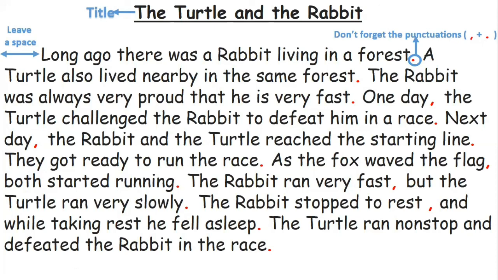The Turtle and the Rabbit. Long ago, there was a rabbit living in a forest. A turtle also lived nearby in the same forest. The rabbit was always very proud that he is very fast. One day, the turtle challenged the rabbit to defeat him in a race. Next day, the rabbit and the turtle reached the starting line. They got ready to run the race. As the fox waved the flag, both started running. The rabbit ran very fast, but the turtle ran very slowly. The rabbit stopped to rest, and while taking rest, he fell asleep. The turtle ran non-stop and defeated the rabbit in the race.